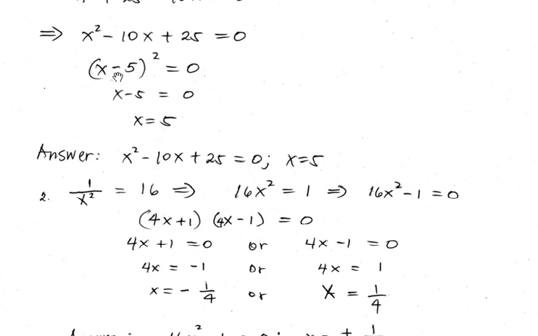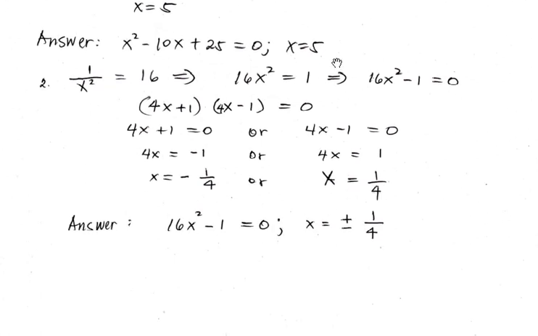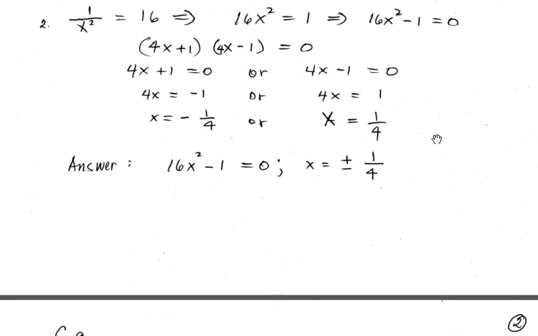Then we have x minus 5, a linear factor, equated to 0. Then we can have the value of x is 5. In this case, we can say that x equals 5 has a multiplicity of 2, meaning x equals 5 is used twice in the quadratic equation. The required answer for number 1 is x squared minus 10x plus 25 equals 0, and x equals 5. Done with number 1. Let's proceed with number 2.